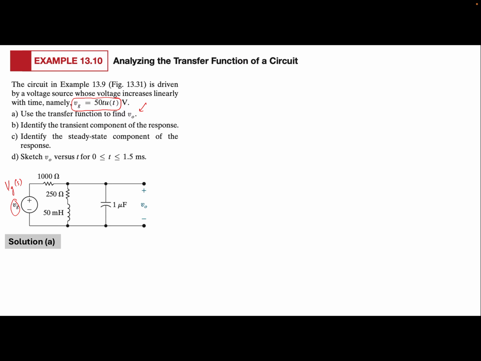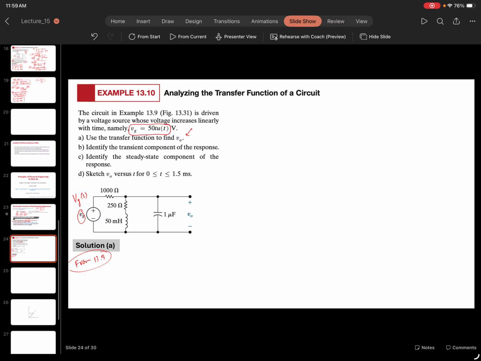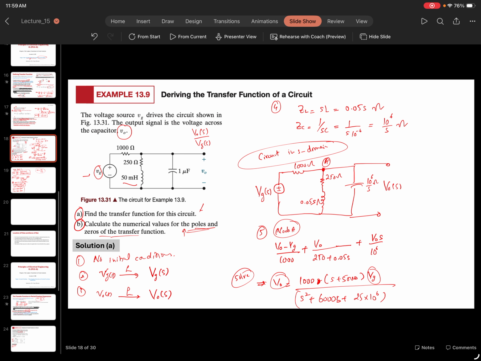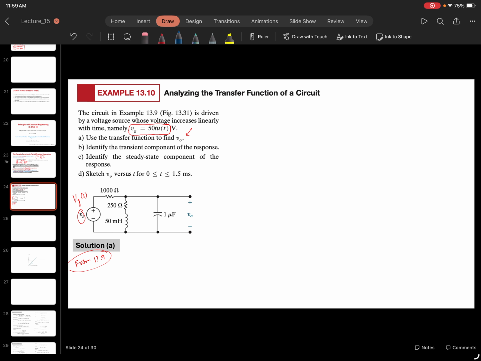Okay, so again, from the previous example, from 13.9, our H of s, I can show you. So there you go. This was 13.9. We just had a simple VG here, and we ended up finding this. This is our transfer function. So I'm going to write the same transfer function here.